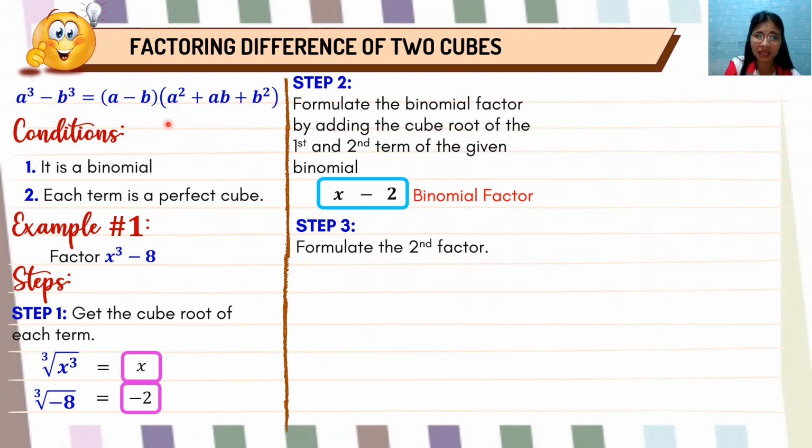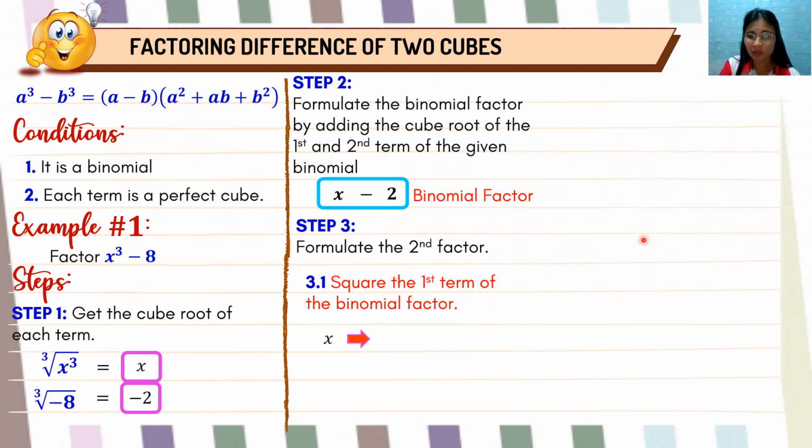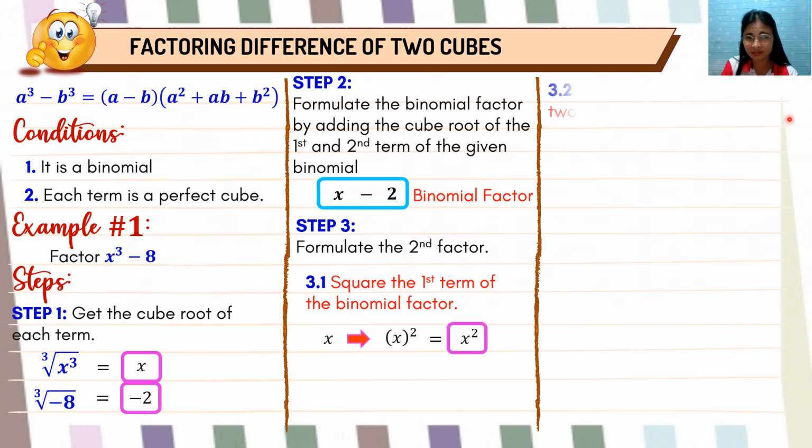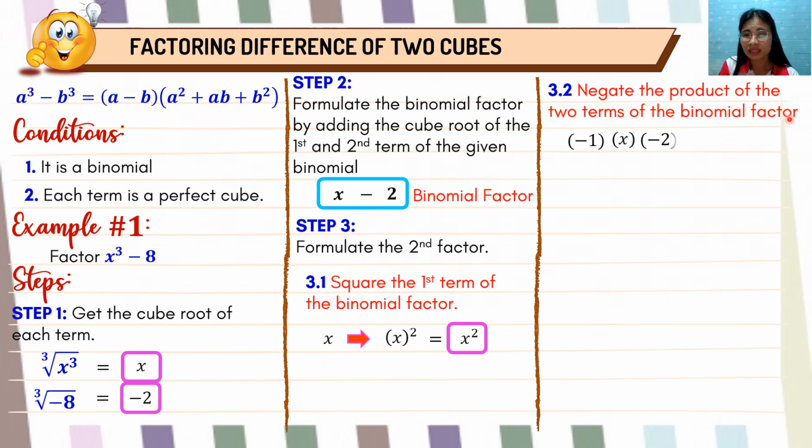Next, from the binomial factor, we can create the trinomial factor or the second factor. This one is a squared plus ab plus b squared. First, square the first term of the binomial factor. The first term is x. So squaring x is equal to x squared. Next, negate the product of the two terms of the binomial factor. When we say negate, multiply it by negative 1. The first term is x, the second term is negative 2. Negative 1 times negative 2 is positive 2. So that gives you 2x.